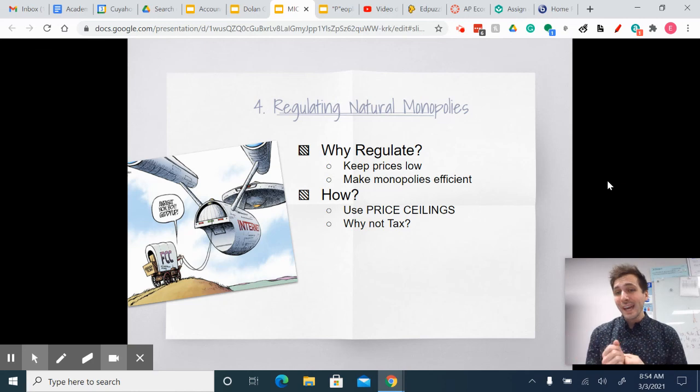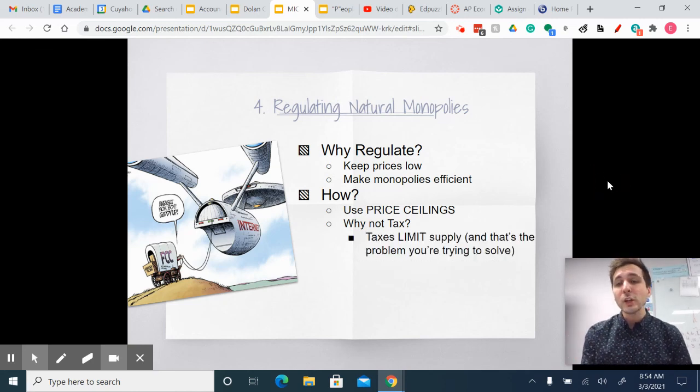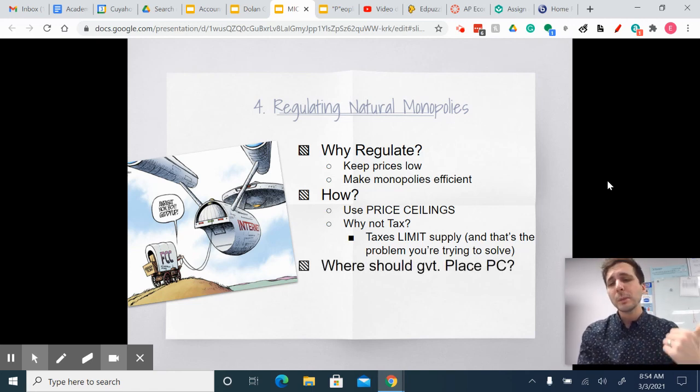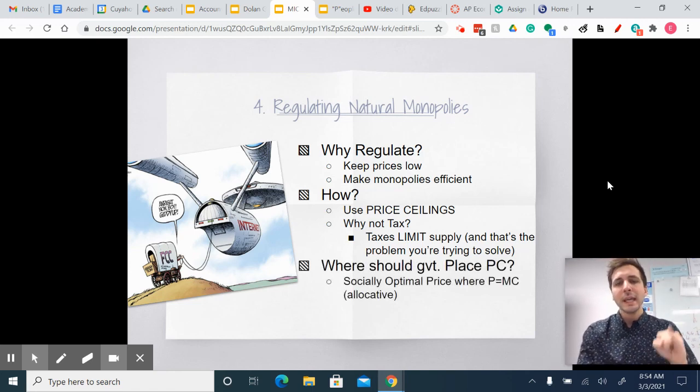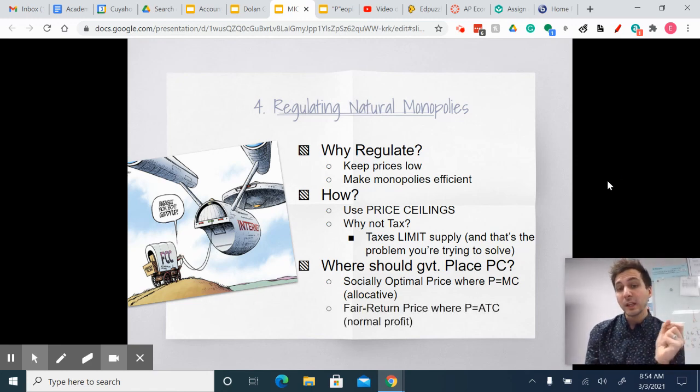We do not use taxes, because a tax would increase the cost and just make things worse. Taxes limit supply. Marginal costs would go up, sneaky supply would shift left. We would produce a lower quantity, which is the opposite of what we're trying to do. Where should they place the price ceiling? They have a couple of options. If they place it at the socially optimal place, where price equals MC, or where marginal cost, sneaky supply equals demand, it would be allocatively efficient, but there would be a loss.